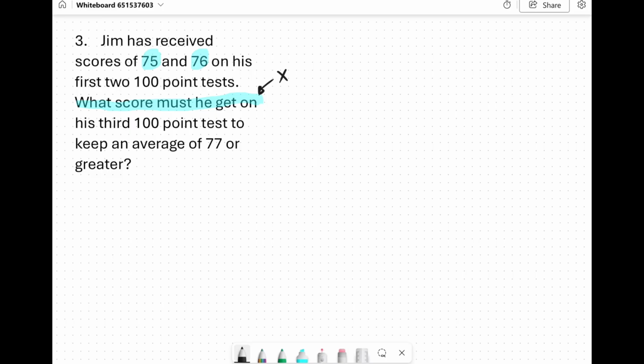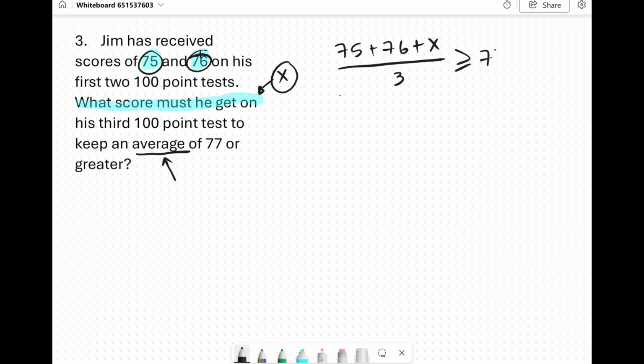So average, the definition of average is when you add all scores in this case and divide by how many tests you had. So we will have had 3 tests, 75, 76, and x. So we're going to add those numbers, 75 plus 76 plus x. We're going to divide them by 3 to find the average, and we want to be at least 77. Perfectly fine to be greater than 77, but we want to be at least 77.